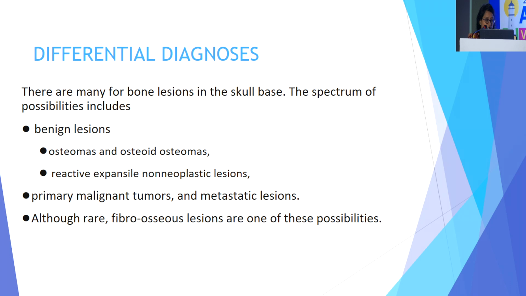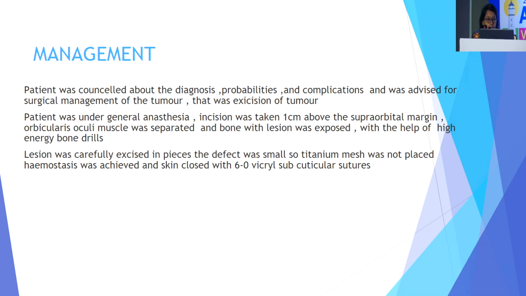For the differential diagnosis, we thought of many lesions, either benign or malignant, and obviously fibro-osseous lesions were also thought of, because it was very slow growing over a period of 9 months. In management, we counseled the patient regarding the possible diagnosis and the complications during surgery. Our option was only surgical management, that is excision of the tumor and sending it for biopsy.